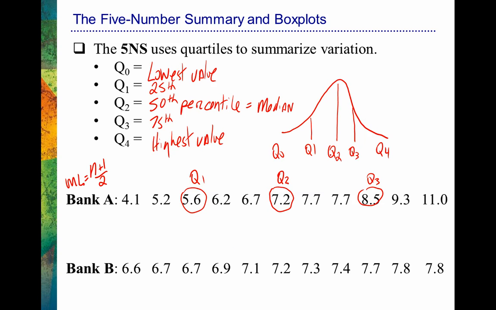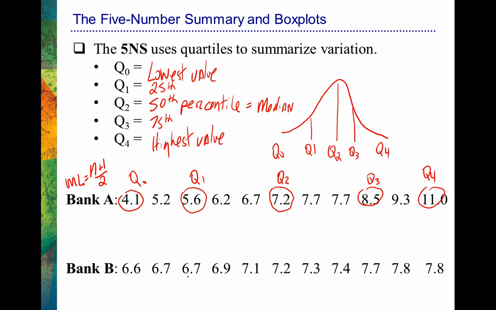Now remember, the 0 quartile and the fourth quartile just represent the lowest and the highest values. So right here, we've got that 0 quartile, and right here, we have that fourth quartile. So here we've got 1, 2, 3, 4, 5 numbers. That's the 5-number summary. So the 5-number summary gives us our median, our first quartile, our third quartile, our minimum value, and our maximum value. It's quite a bit of information.